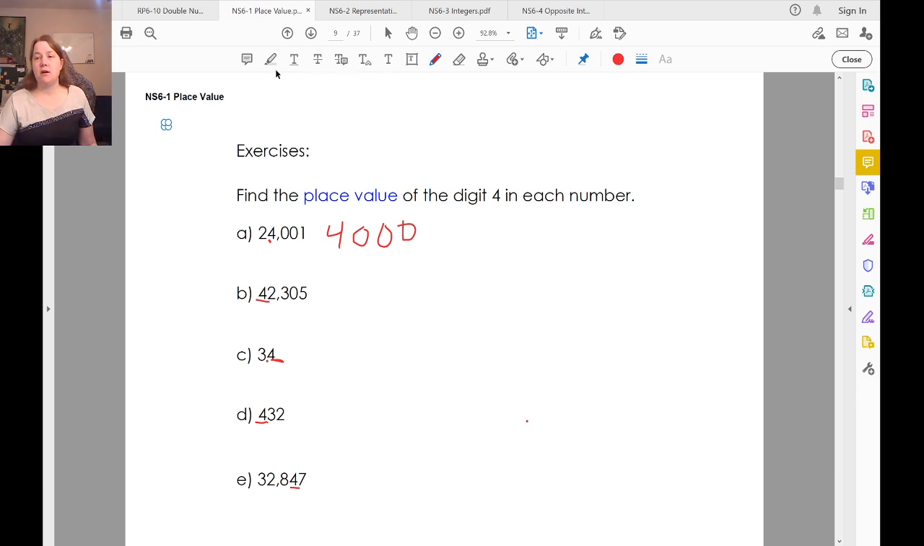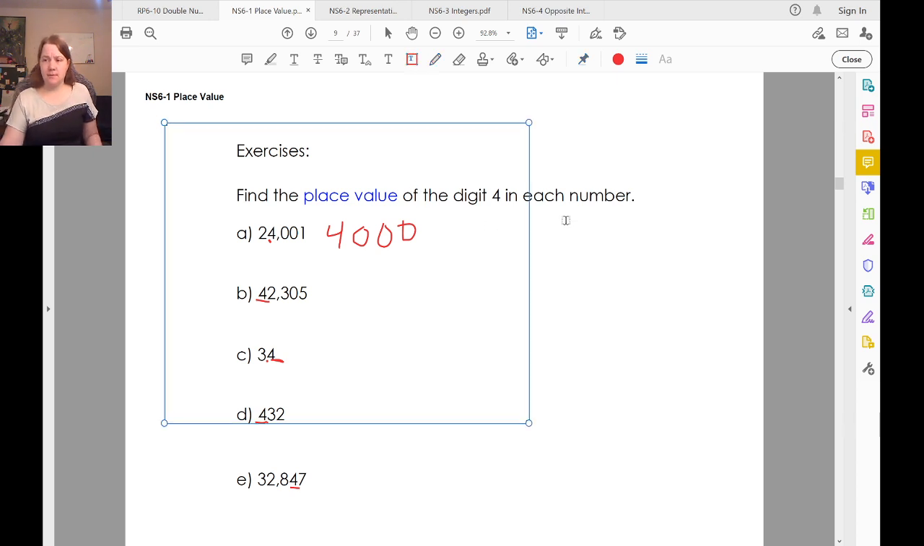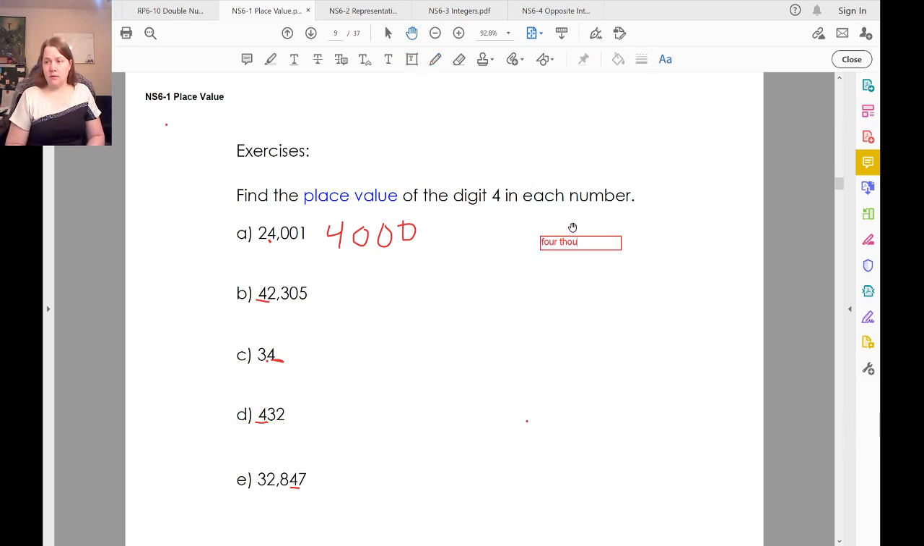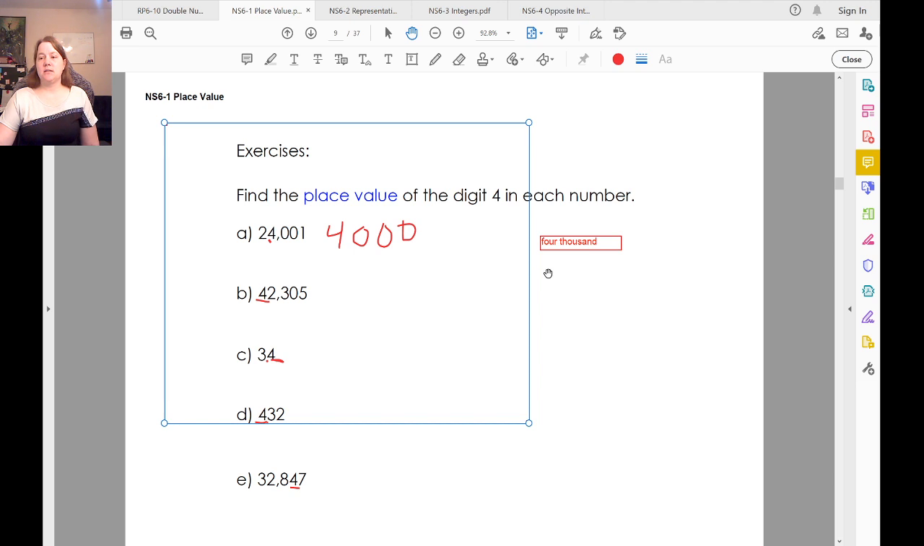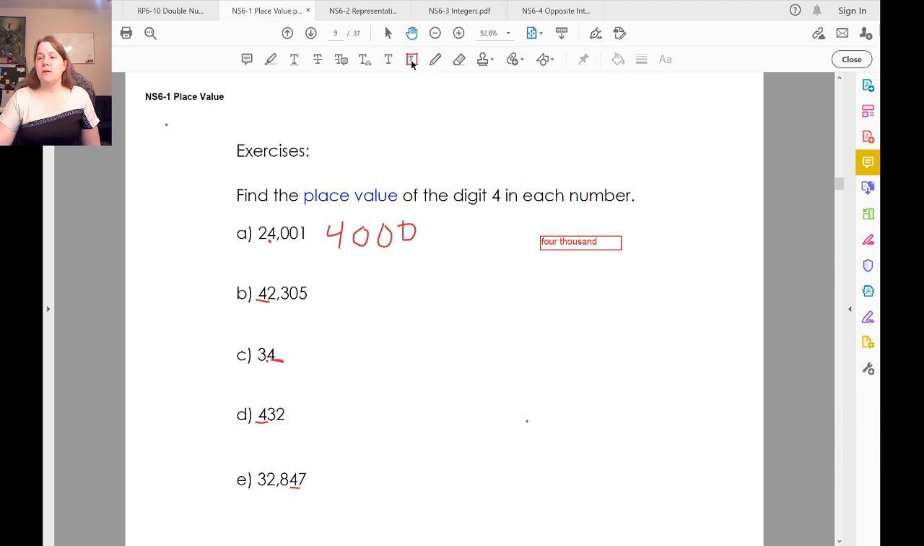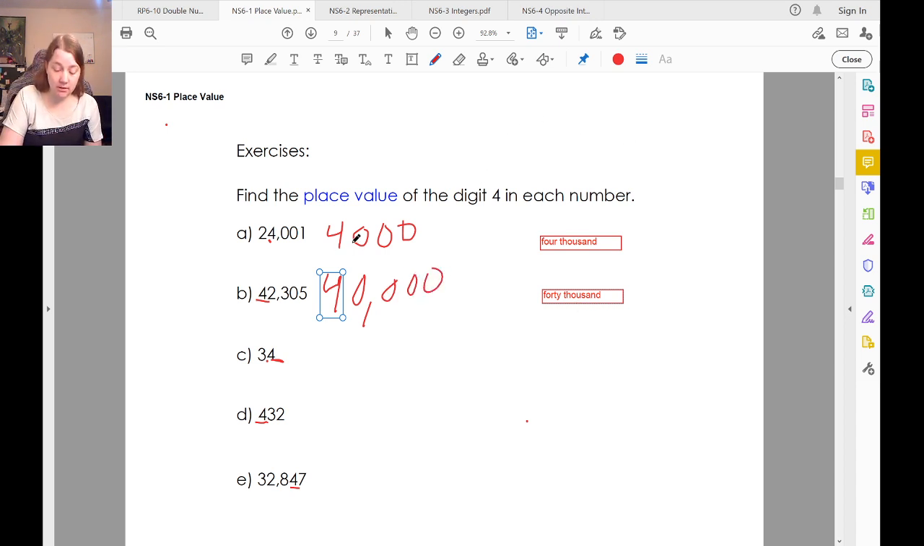You can also type this out. I'm not going to type everyone out right now. It's 4,000. The value of the next 4 is 40,000, which would look like 40,000. Note the difference between 4,000 and 40,000. 4,000 only has 1 number before the comma. 40,000 has 2 numbers before the comma.